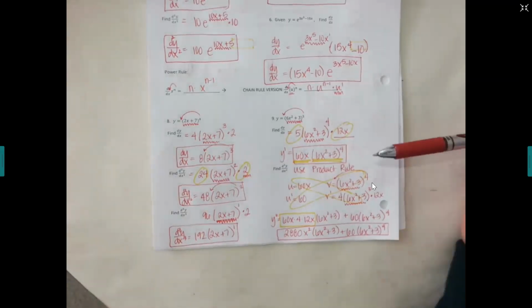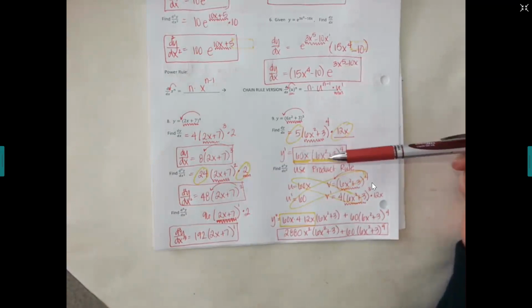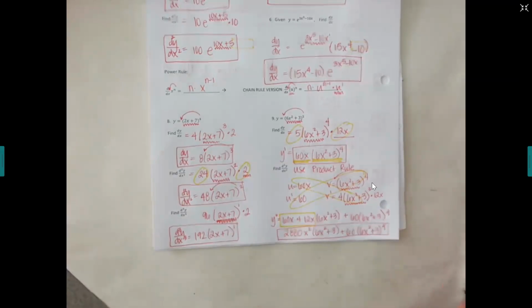But notice the only reason that I had to do product rule here is that it wasn't just a number in the front, it was a number with an x. So if it's x stuff times x stuff, that's where you would need product rule. Okay, go ahead and turn the page when you're ready. 3 examples left.